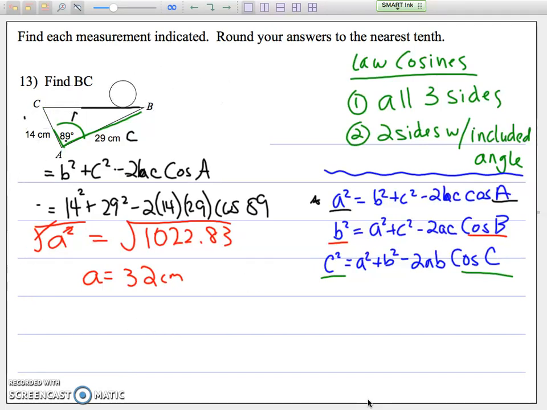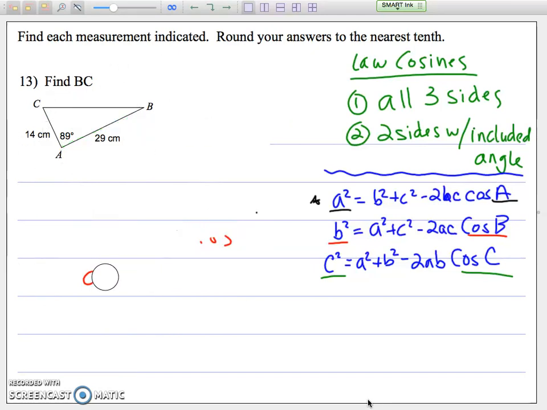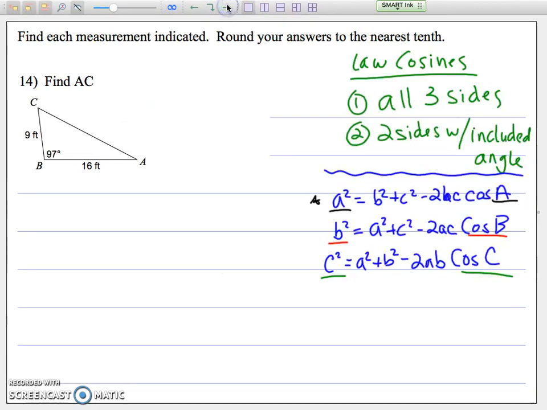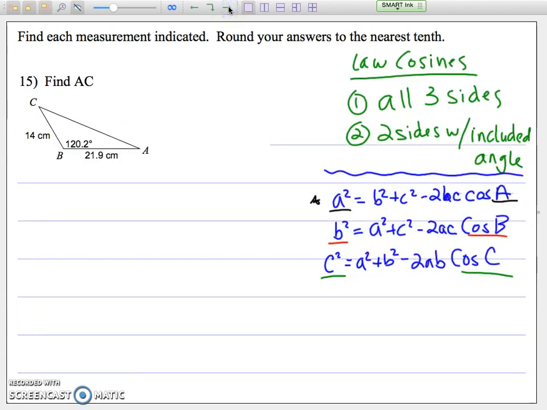Again, remember we're looking for side lengths in these examples. So if we take a look at number 15, the first step is always to label what you need. So we need AC, that is side b. So therefore I'm going to be using this formula. This here is c, and this here is a, because it's across from the respective angles.